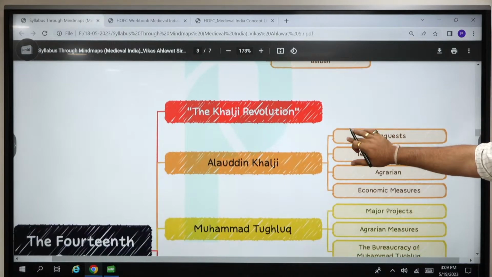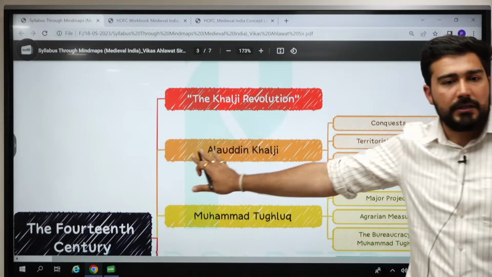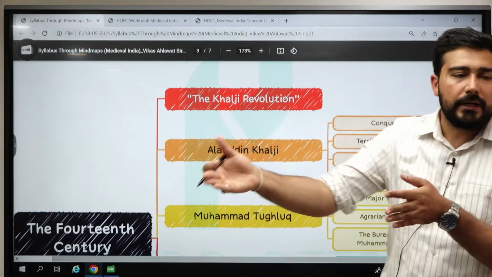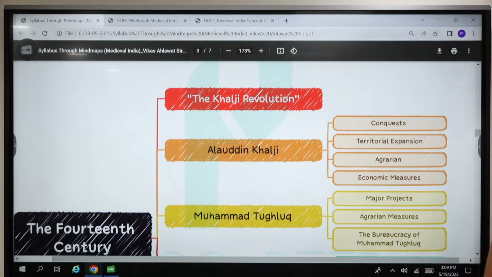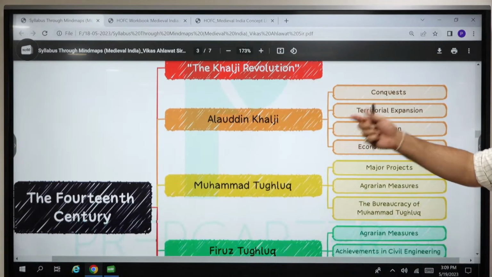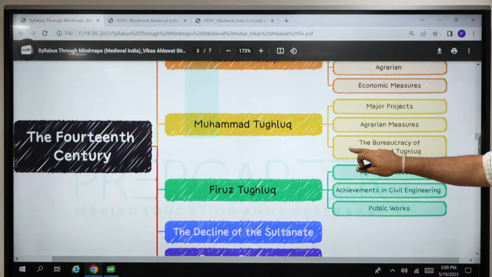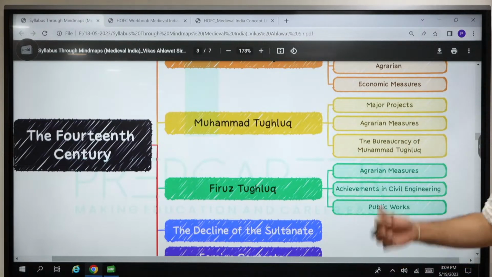Then comes the Khalji revolution. We discussed the term Khalji revolution yesterday by seeing the transition from first dynasty to second. This is what Khalji revolution is all about. Then Alauddin Khilji, the conquest, territorial expansion, economic measures. Thereafter comes Muhammad Tughlaq. We had already discussed his major projects yesterday. Okay, then his agrarian measures.